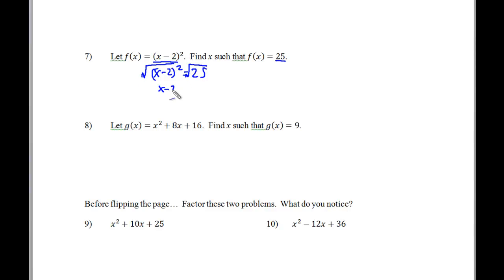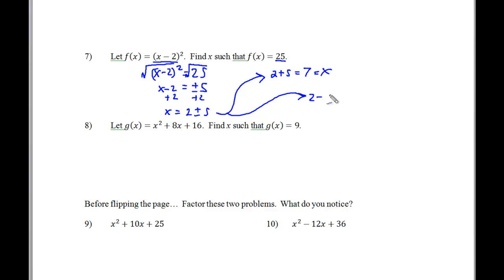So I have x minus 2 is equal to plus or minus the square root of 25, which is 5. So I'm going to move my 2 over to the other side here. And so I have x is equal to 2 plus or minus 5. So I can split this up into two different problems. 2 plus 5 equals 7 equals x, and also 2 minus 5 equals negative 3 equals x.